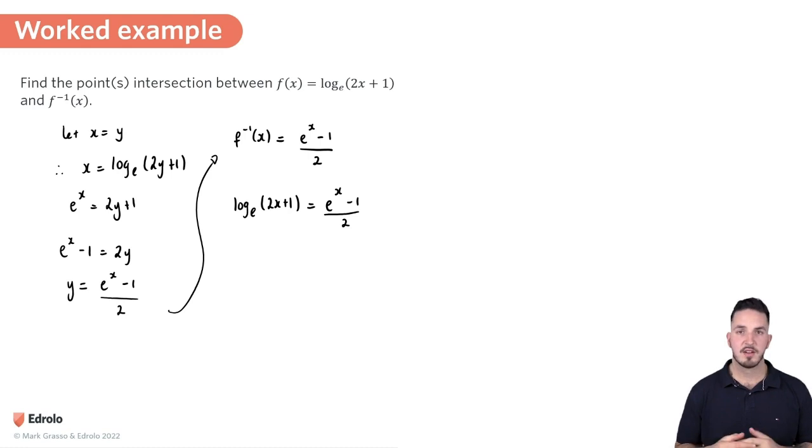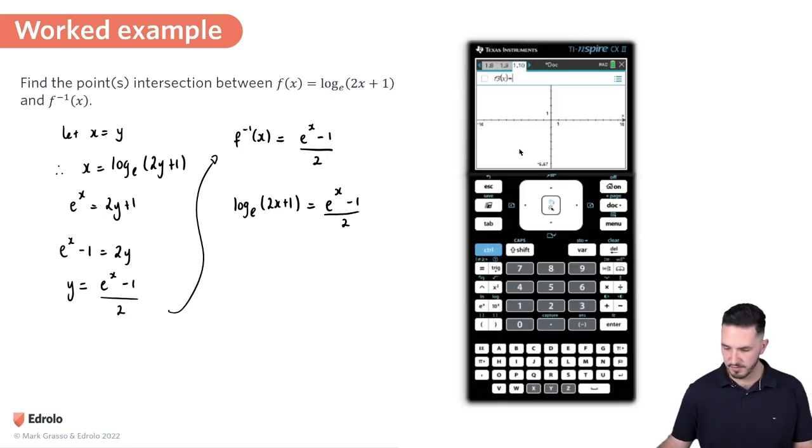However, I do want to show you how to do it graphically. So by finding the point of intersection or points of intersection on the CAS, but using the graph. So for at home, we want to go to our graph, and then we're going to type in both of our functions. So we're going to have our original function, which was log e of 2x plus 1.